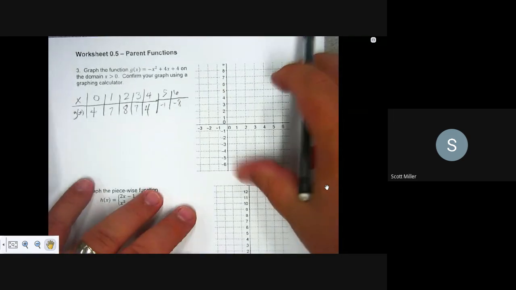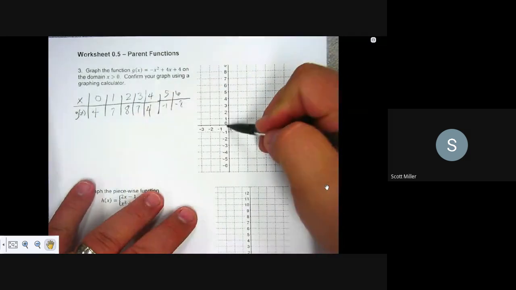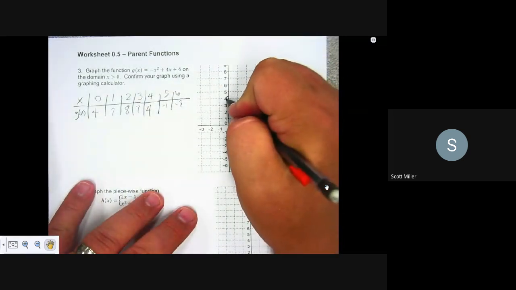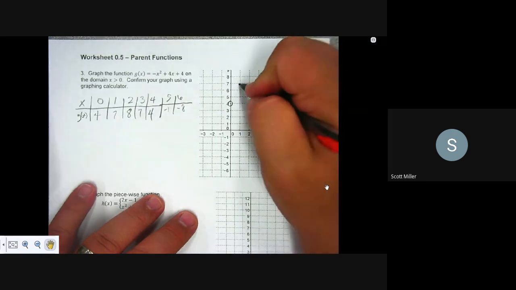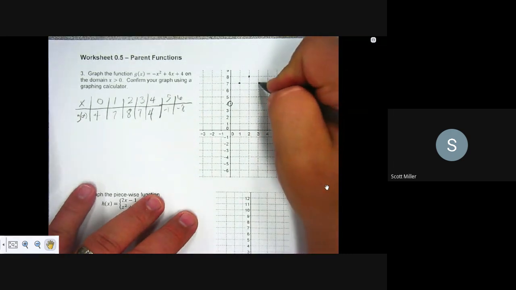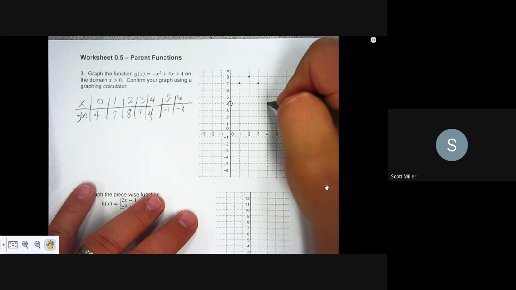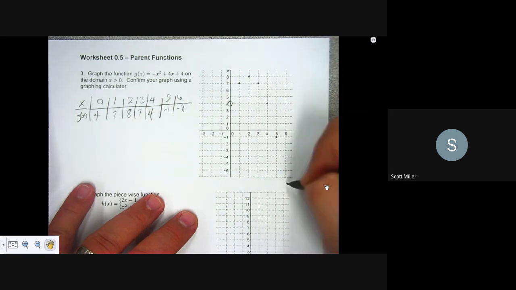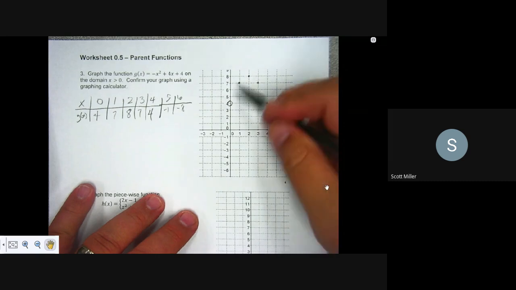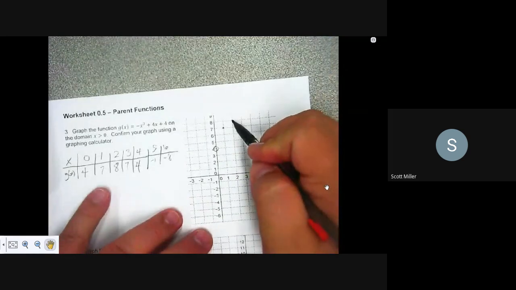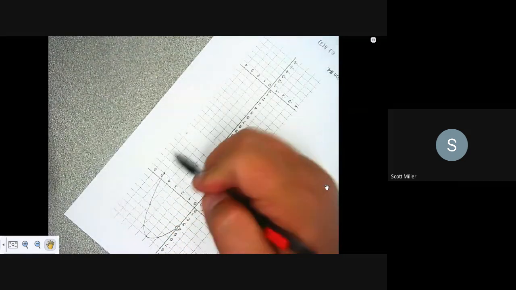Once I have this, 0, 4, that is a circle, because remember, 0 is not included. The rest are included, so for the rest of them put a dot. 1 goes to 7, 2 goes to 8, 3 back to 7, 4 is 4, 5 is -1, and 6 will be -8 down here. So draw the parabola we saw in our graph. Just like that.